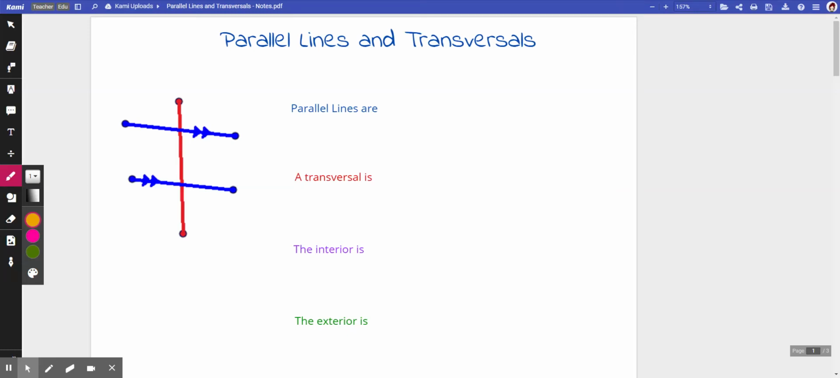Hey, sunshines. We're going to start parallel lines and transversals. We're going to talk about the angle pairs that they form, but first we're going to talk about what the heck they are.